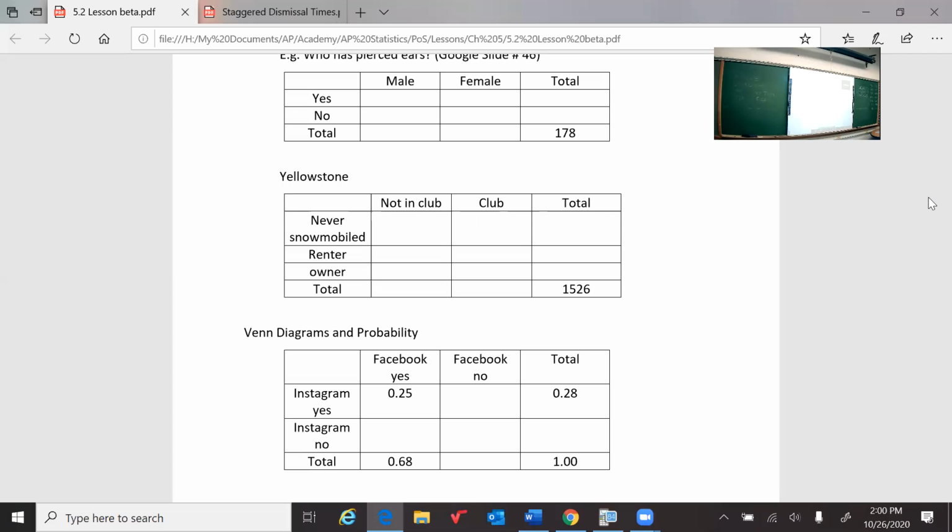Page 324, Facebook versus Instagram. Now what happened? These are proportions. We can have a proportion up here. All we would do is divide everything. We do a size change of magnitude 1 over the total. So if we divided all these numbers by 1526, they would become proportions. So you could get the data numbers, or you could get the proportions in the two-way table.